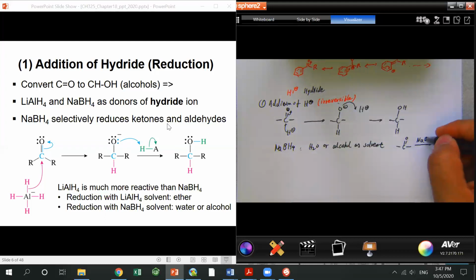Sodium borohydride. For sodium borohydride, you see just one arrow, with sodium borohydride on top and the water or alcohol at the bottom. Once the reaction is done, that's it.